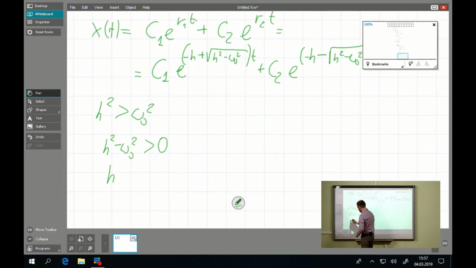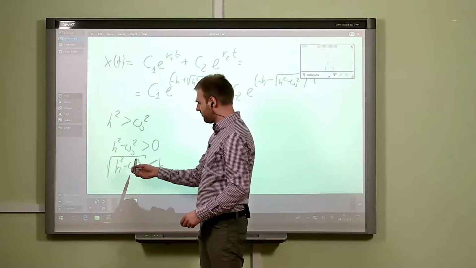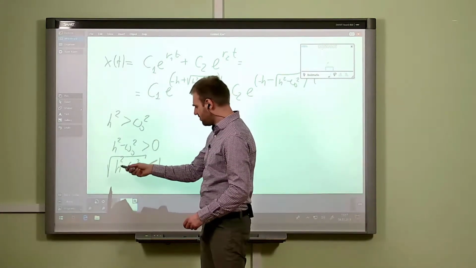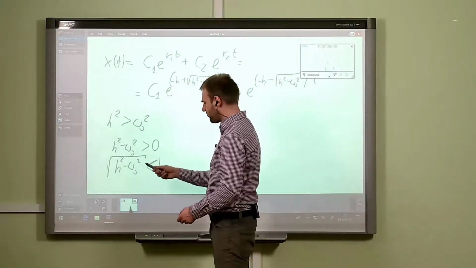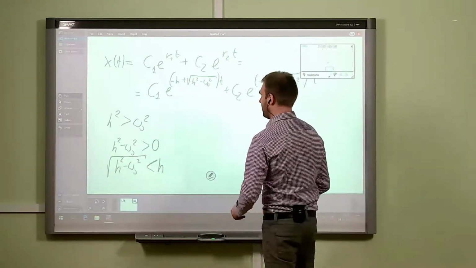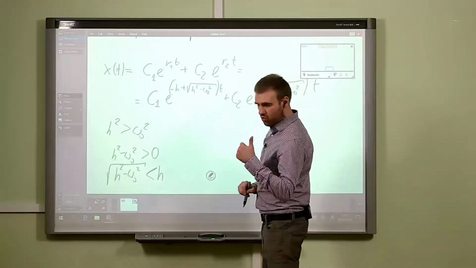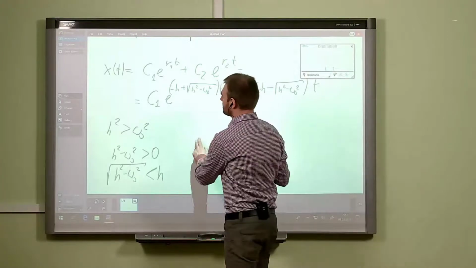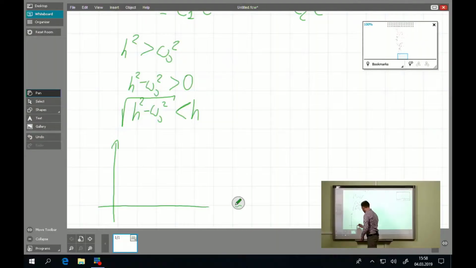Second thing, the square root of h square minus omega 0 square will be smaller than h. It's obvious because if I take even omega 0 square as 0, then the square root of h square will be exactly h. It means that for any value of omega 0 square, the square root of that difference has to be smaller than h. It means in that case we have two negative numbers.